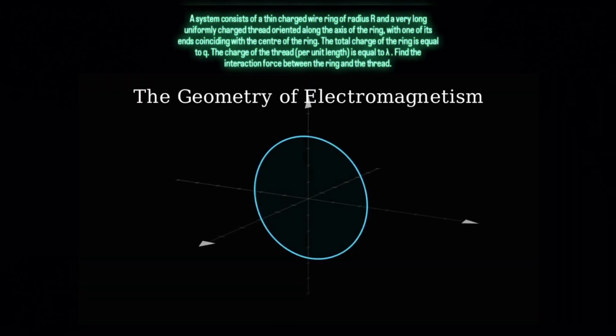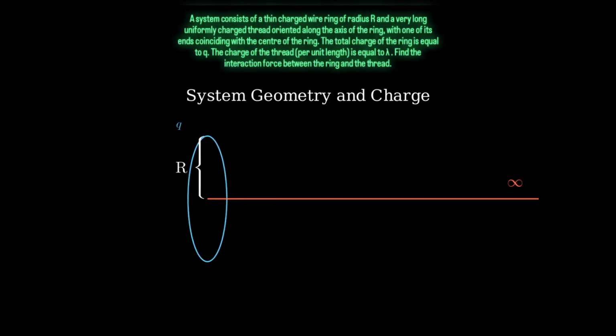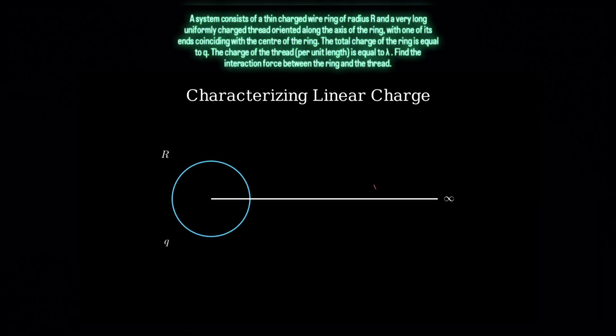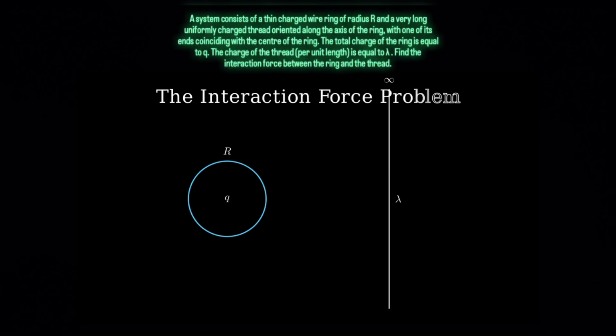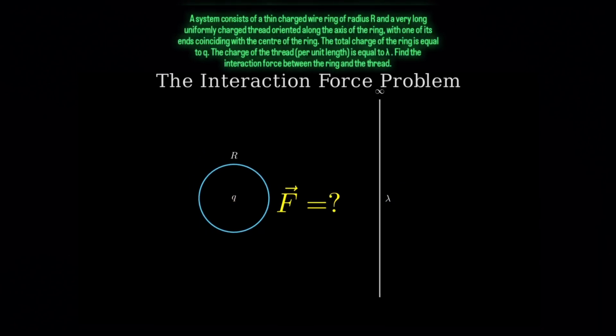Let's tackle a classic physics puzzle involving electricity and geometry. We have a charged ring of radius r with total charge q, and a very long charged thread stretching from the center of the ring out to infinity. The thread has a charge density lambda. Our goal is to find the total interaction force between this ring and the thread.